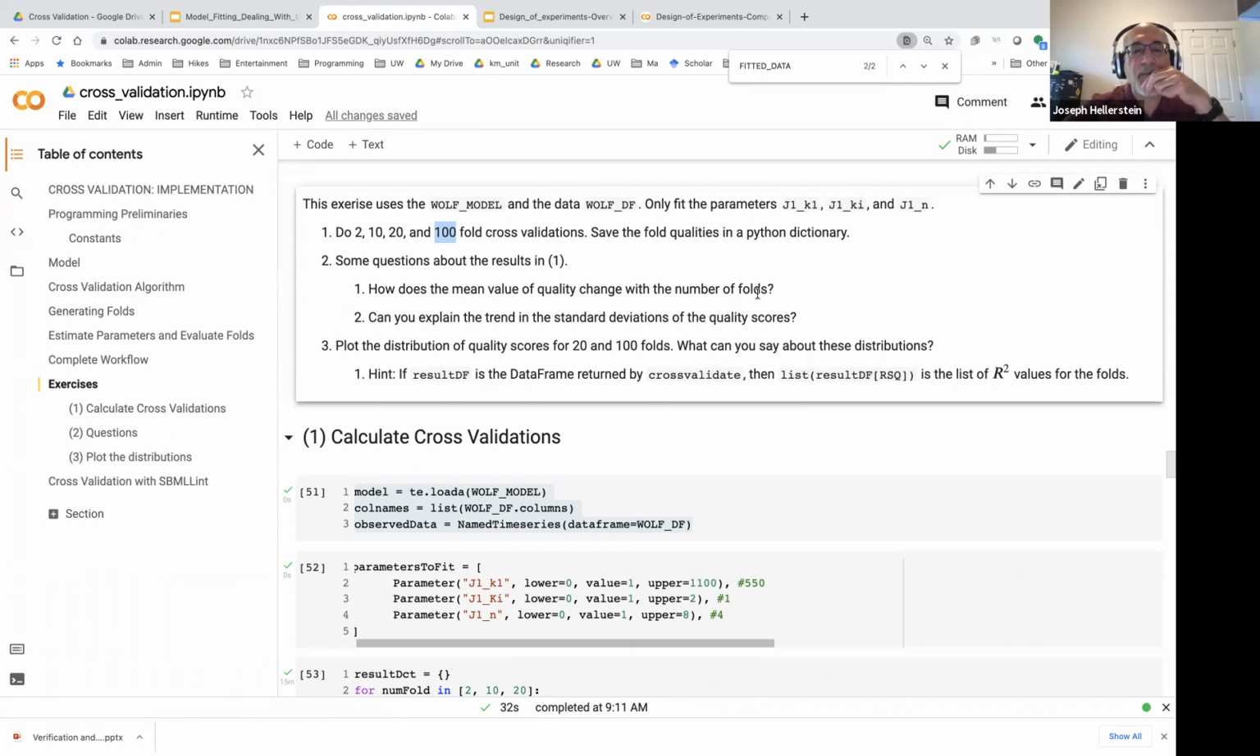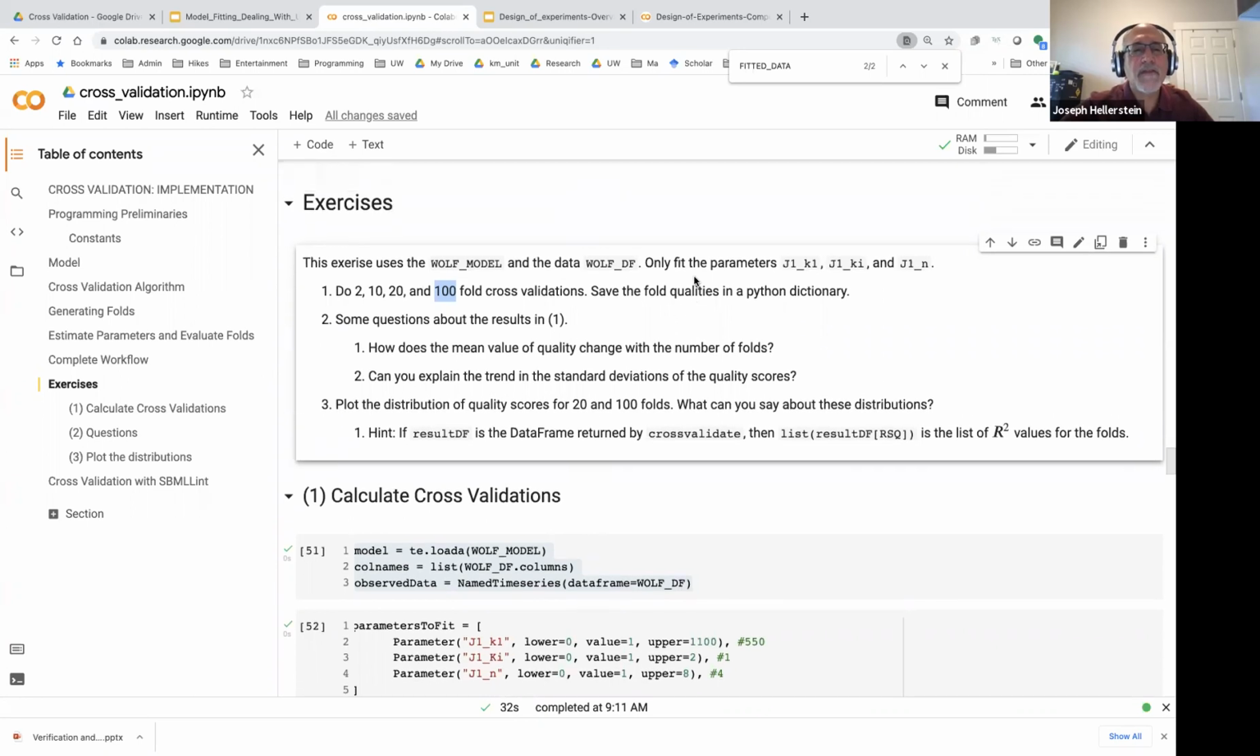Look at what happens as you change the number of folds, at the variability in the parameter estimates and in the model, and then plot some distributions. It gives you more of a feeling for what a real model might look like. So that's the exercise.